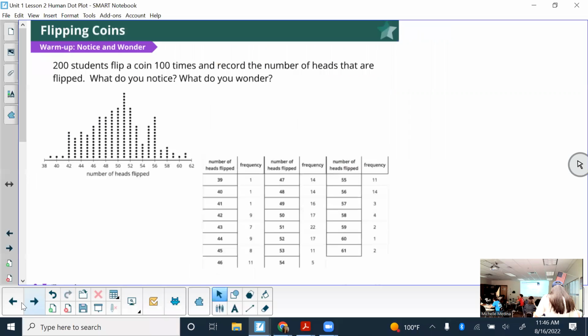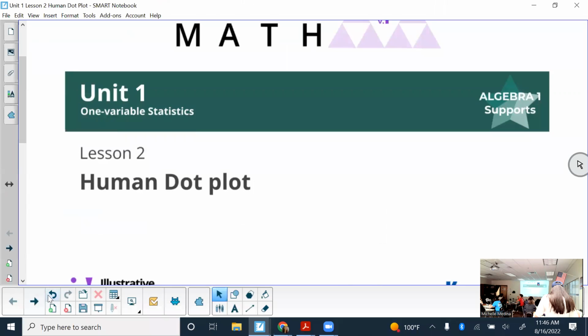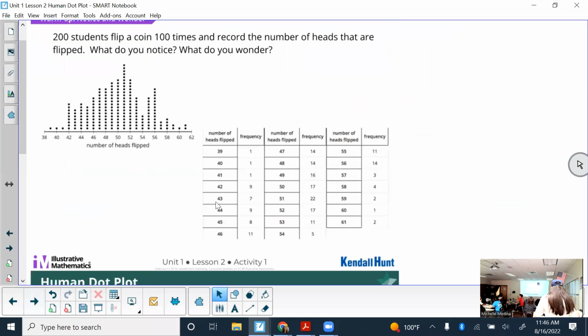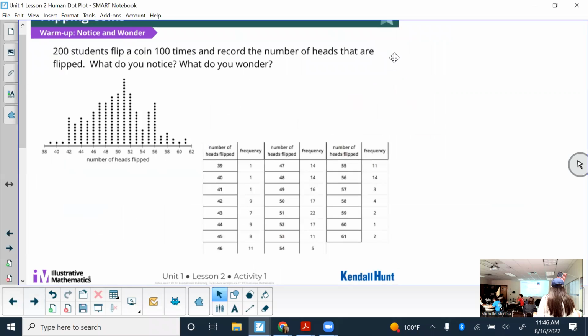All right. So now let's do a notice and wonder. I don't have anything for you to write on. I don't think you need to write this one down or today's activities down. But we have data from 200 students who flipped a coin 100 times and recorded the number of heads that are flipped. So think for a minute, what do you notice about the data and what do you wonder? Just quietly think that, no talking yet.